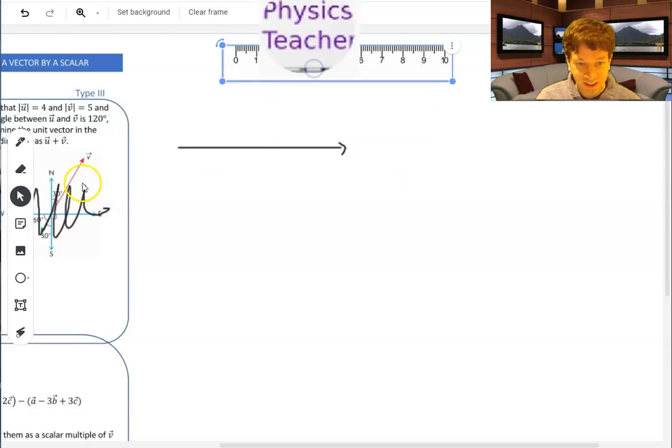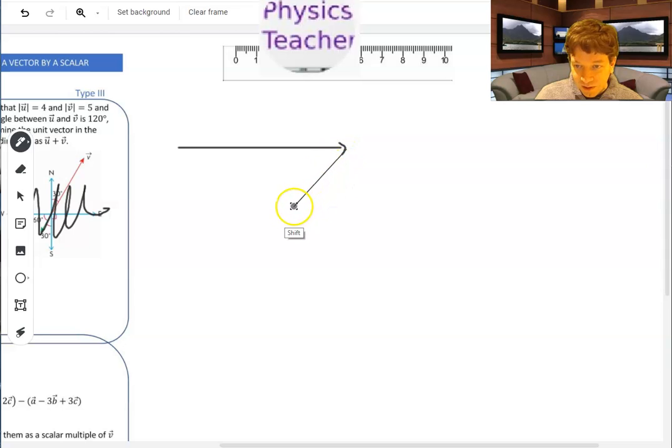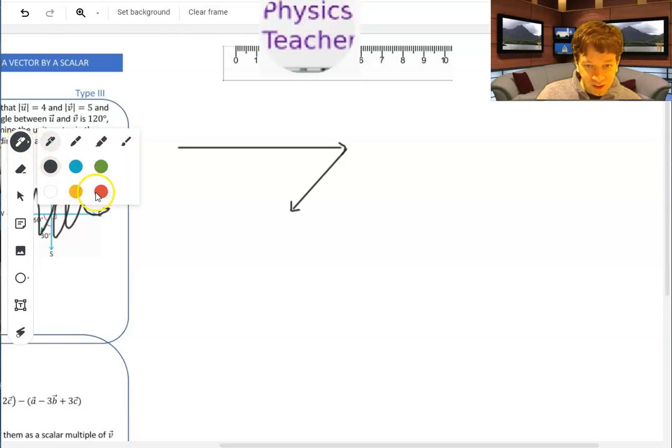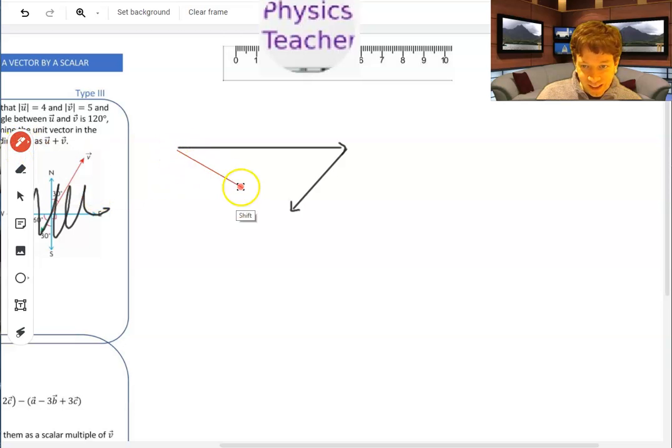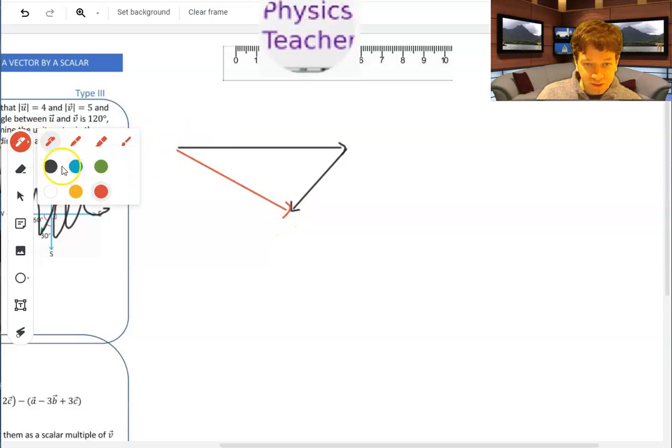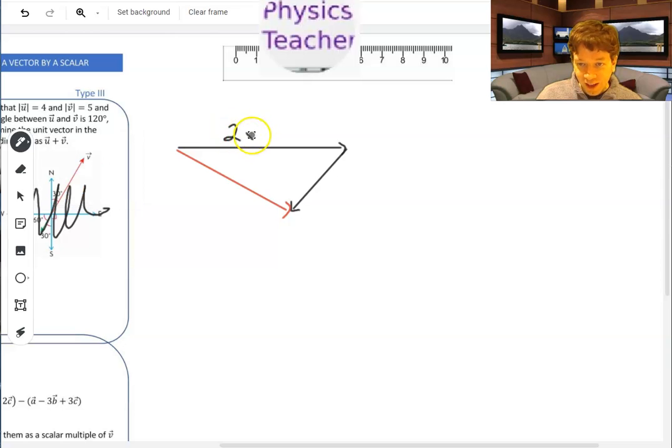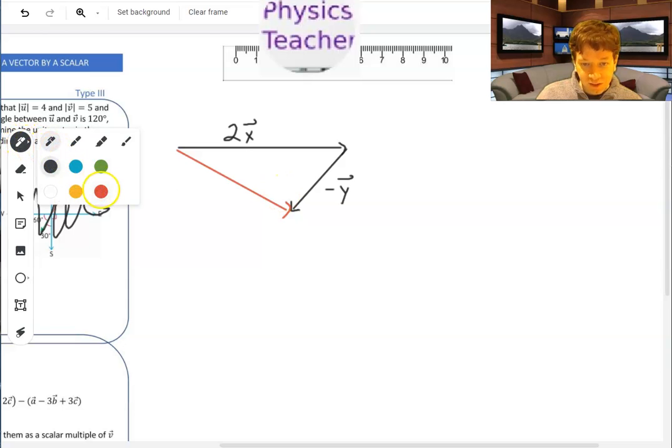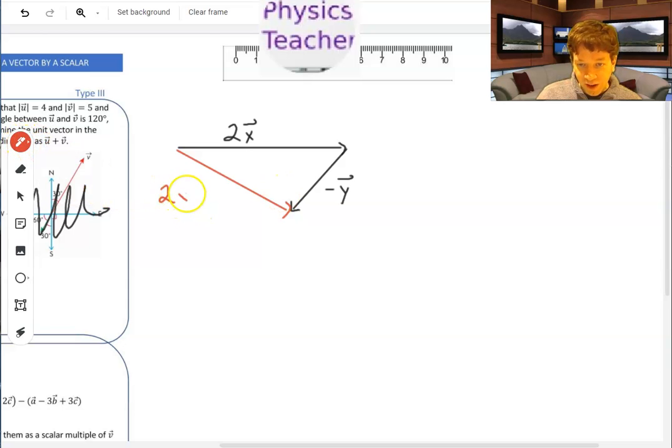Let me just move my ruler out of the way, which was something like this. Forgot to measure the length, but it's about that. And therefore, what we're looking for is right here. Okay, so this is 2x. This is negative y. And this will be 2x minus y.